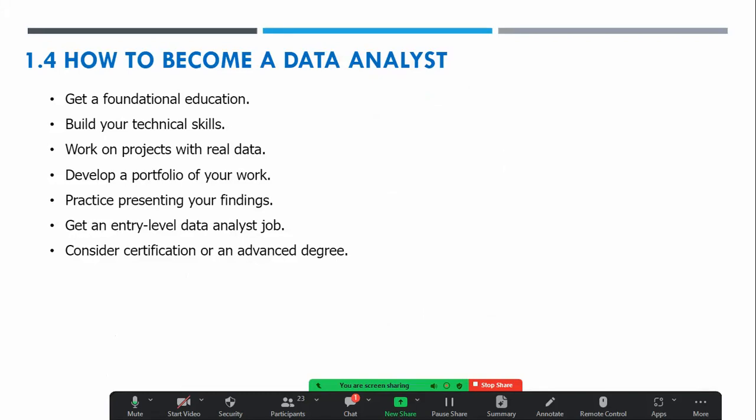So to become a data analyst, can I tell you something? If you're a data analyst, you cannot collect less than 300, 400K. Oh yes, you cannot. You'll be earning even more than a doctor. That's why you pay attention. So get a foundational education, build your technical skills, work on projects.